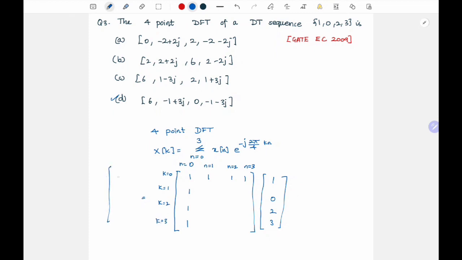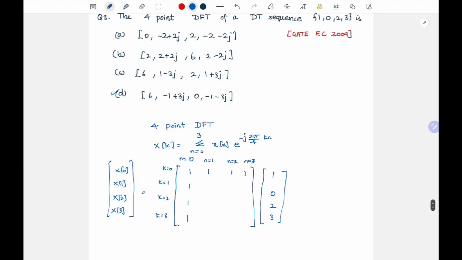Because on the left hand side I have my x of 0, x of 1, x of 2, x of 3. Okay. So for k equal to 1, n equal to 1, what will I have? I'll have e power minus j pi by 2. And here e power minus j pi, e power minus j 3 pi by 2. And for k equal to 2, e power minus j pi, e power minus j 2 pi, e power minus j 3 pi.